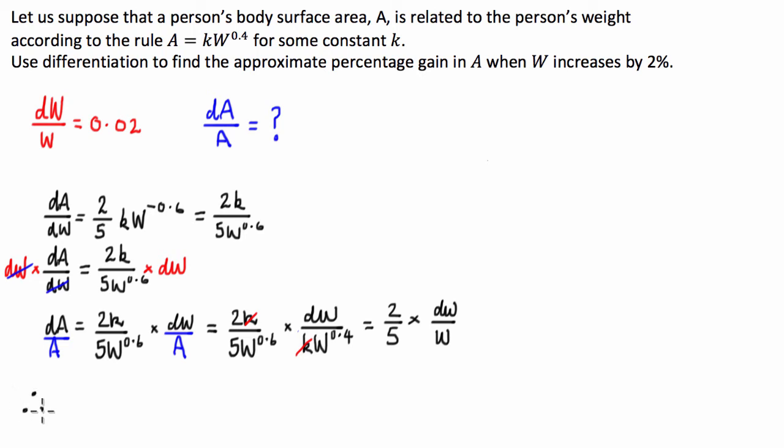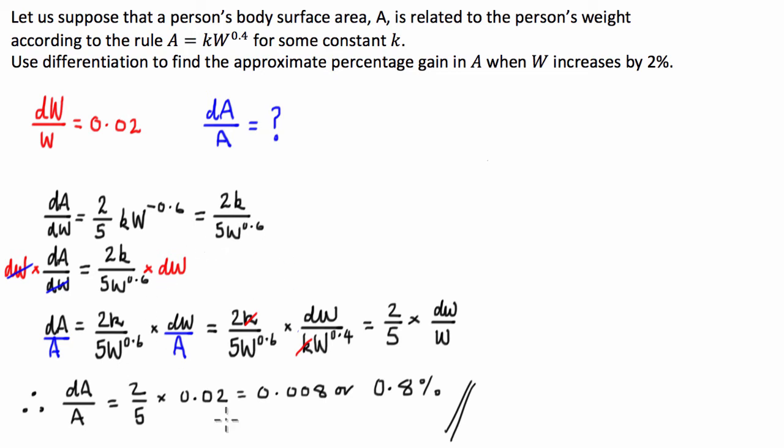Therefore, the percentage change in area, or dA over A, is going to be equal to 2 over 5 times 0.02, which is equal to 0.008, or 0.8%.